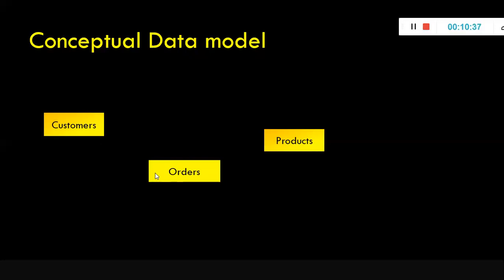Order is placed by one or more customers. Look here, order is placed by one or more customers. But if there is a record in an order table, which means at least one customer would have ordered it, right? At the bare minimum, an order should have at least one customer.